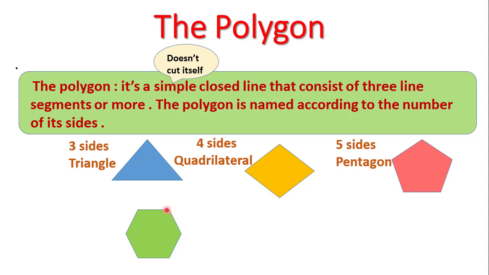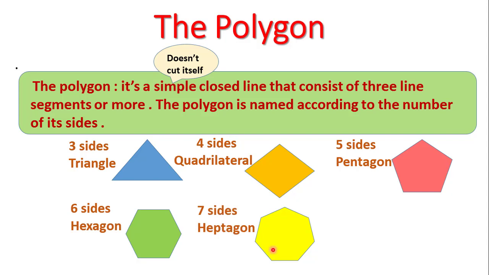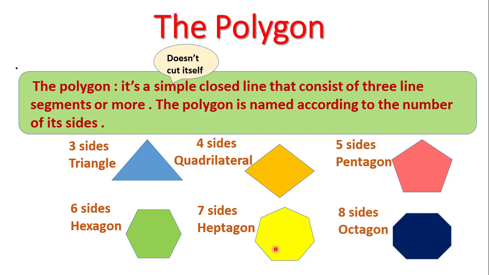Here we have a polygon that consists of 6 sides, 1, 2, 3, 4, 5, 6. So we call it a hexagon. If the polygon consists of 7 sides, like here, 1, 2, 3, 4, 5, 6, 7, we call it a heptagon. So we have triangle, 3 sides, quadrilateral, 4 sides, pentagon, 5 sides, hexagon, 6 sides, heptagon, 7 sides, and finally we have octagon. An octagon consists of 8 sides.